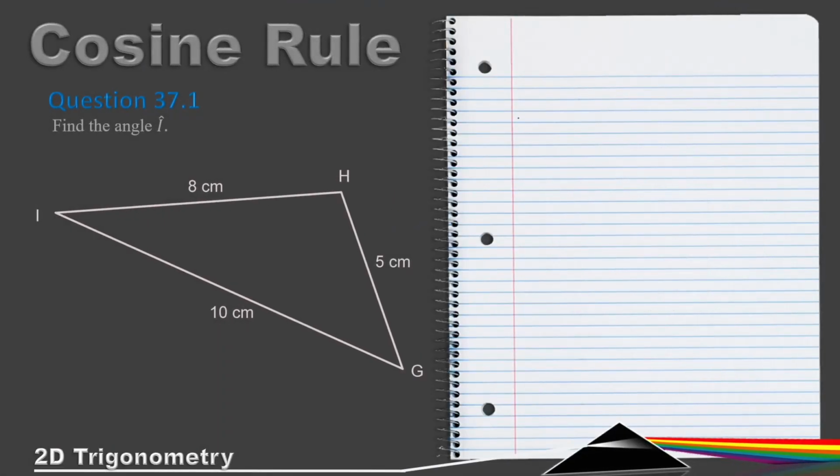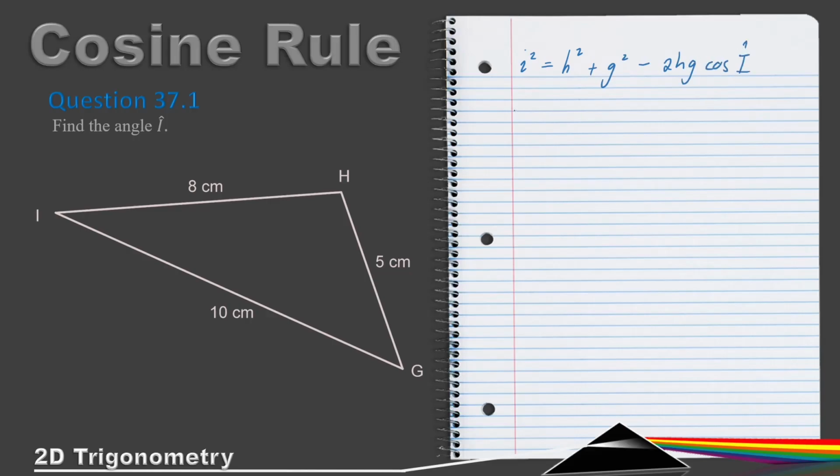Alright, now just for the sake of those who prefer to substitute first, I will do this example by substituting in first and then solving. Now we want to find angle I. So the formula we're going to use is I squared is equal to H squared plus G squared minus 2HG cos of angle I.